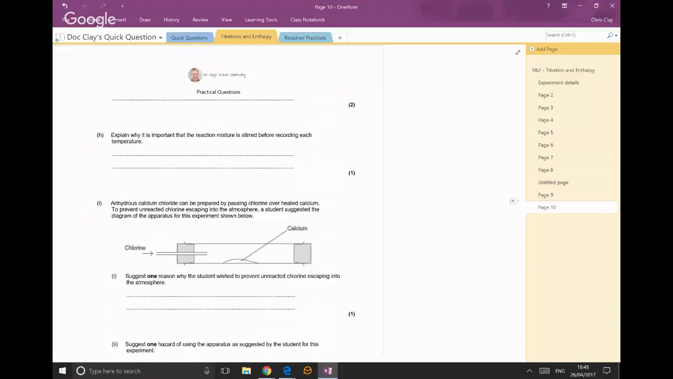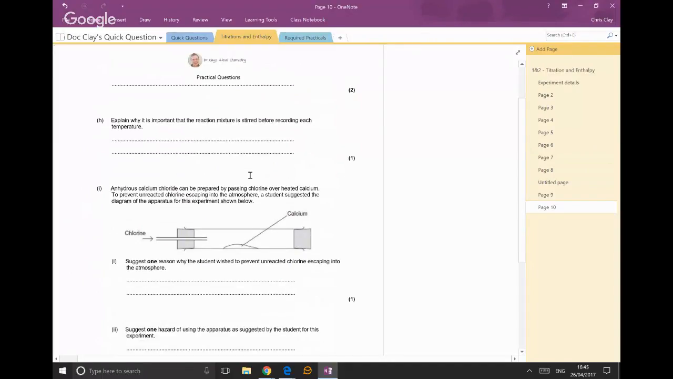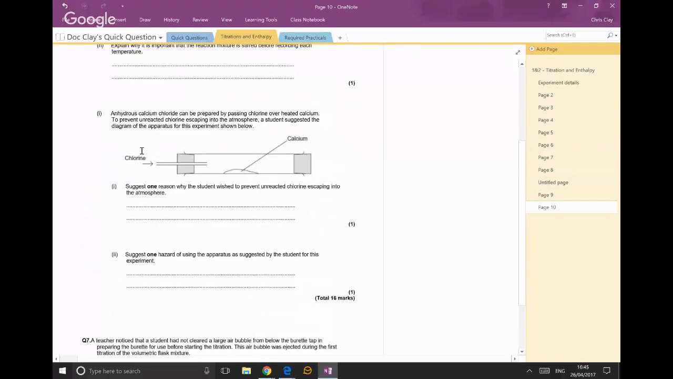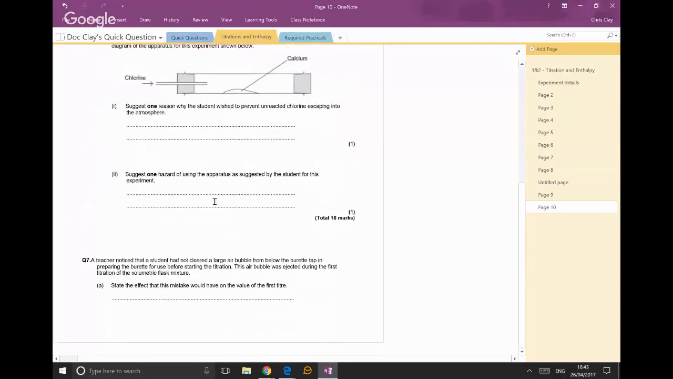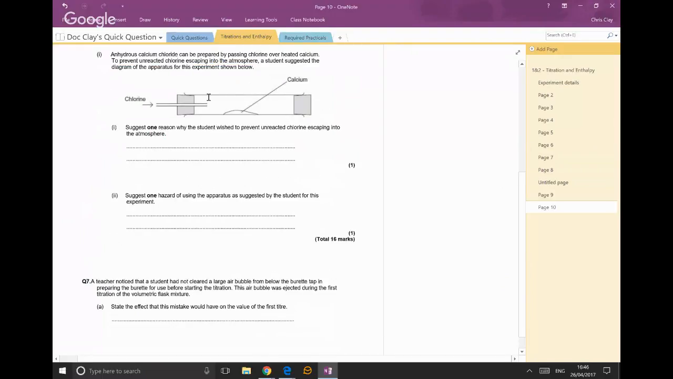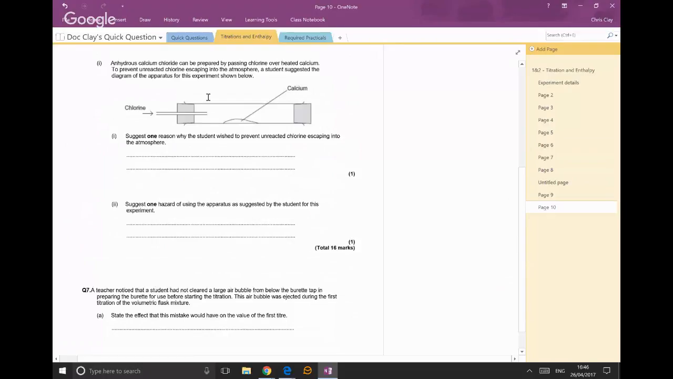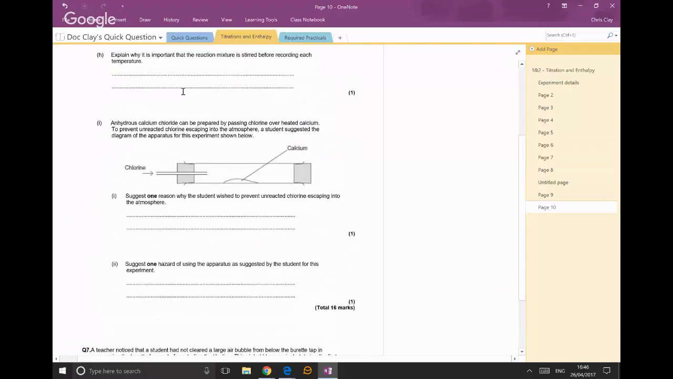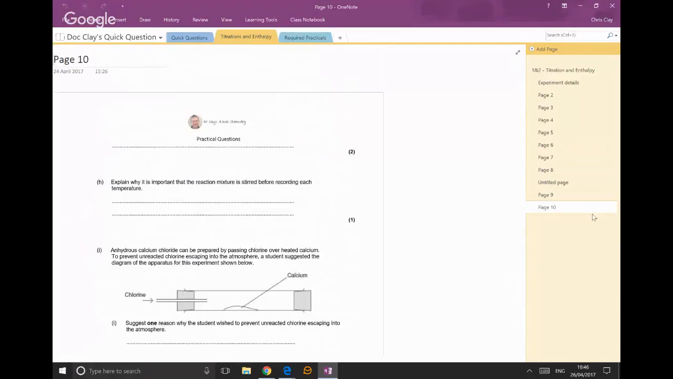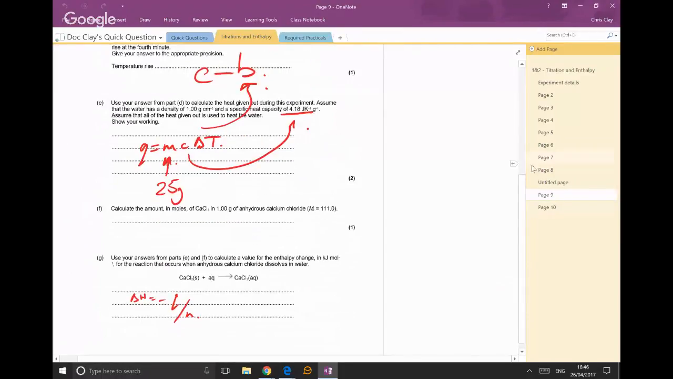Okay. The final one we're going to look at now is on page 10 here, I think, and so just some simple ideas about what we can do in order to make ourselves safe when we're doing experiments. So one reason why is you wish to prevent unreacted chlorine from escaping here when we're looking at chlorine. I've missed some of the question out, haven't I? No, I haven't. Here we go.